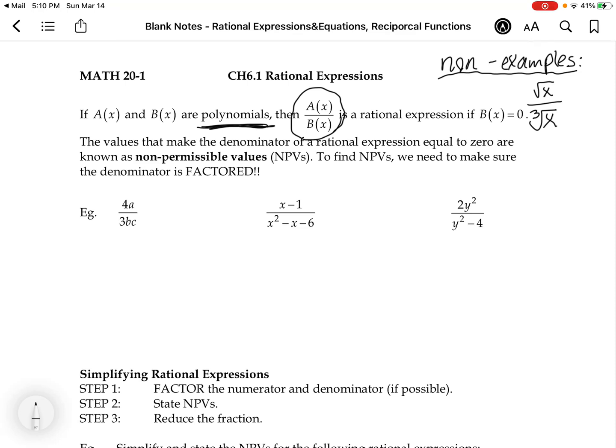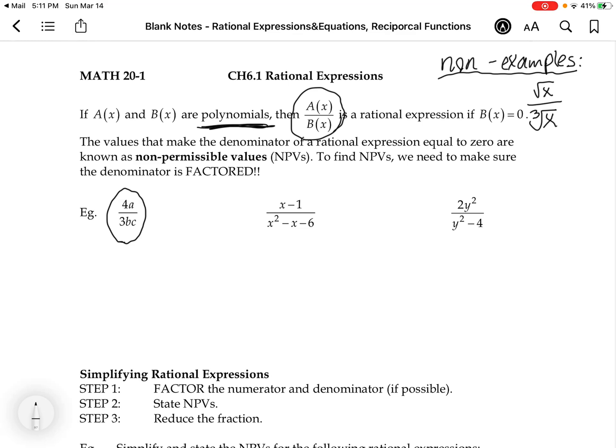Okay, because when we divide by 0, we get an undefined value, and we don't want our expression to be undefined. So any value of the variable that makes the denominator 0 is called a non-permissible value. Okay, so for example, if you look at this first one, 4a over 3bc, and we want to know what are the non-permissible values, or we call them NPVs for short.